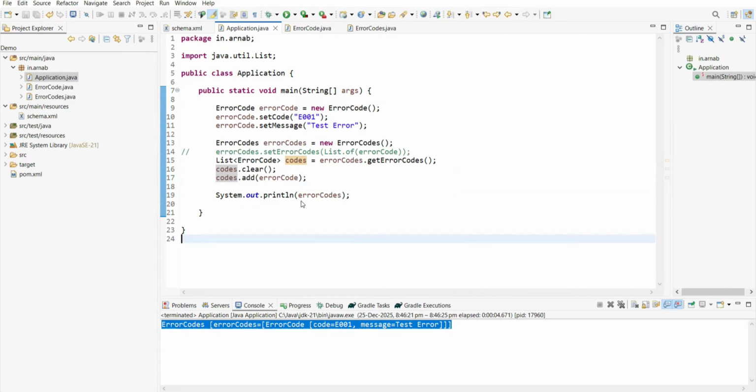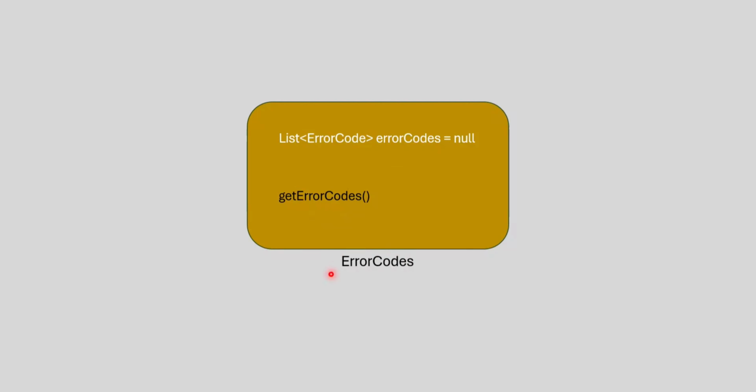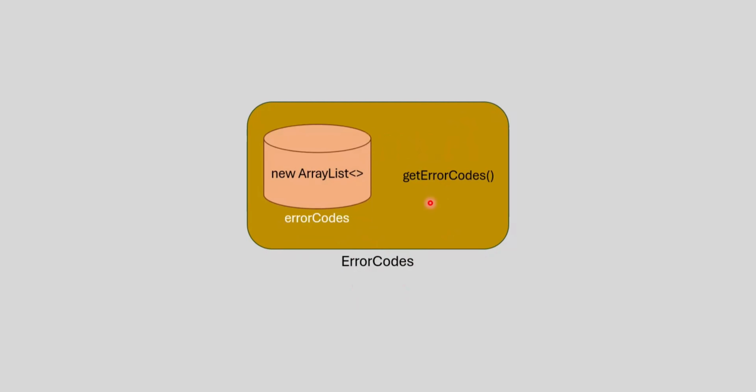Okay, now just understand what happened visually. Okay, so this is the situation. We have one ErrorCodes class. Inside this we have errorCodes, which is a non-static property, and initially it is null, you know. Now whenever you trigger this getter method, what is happening? It is actually initializing this. So now we have errorCodes, which is internally nothing but an ArrayList, a simple, empty ArrayList.